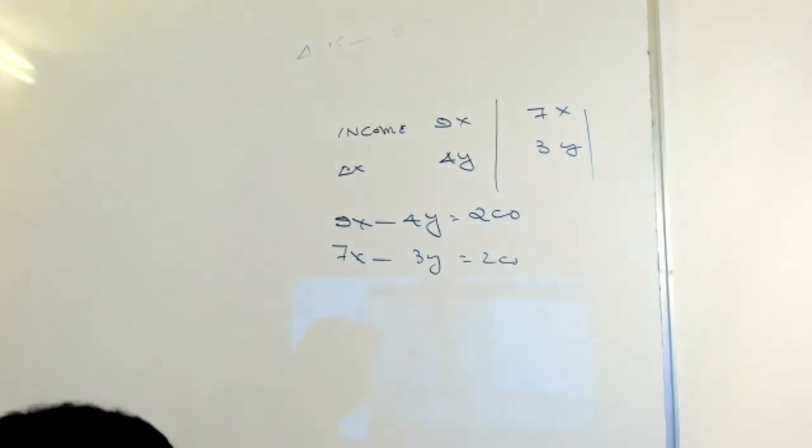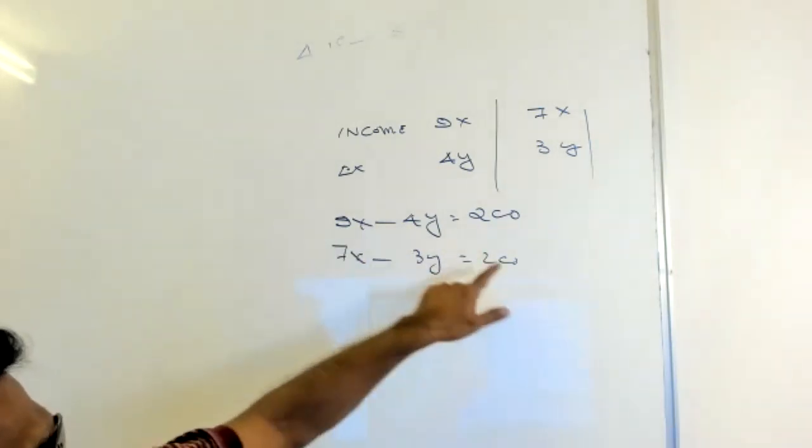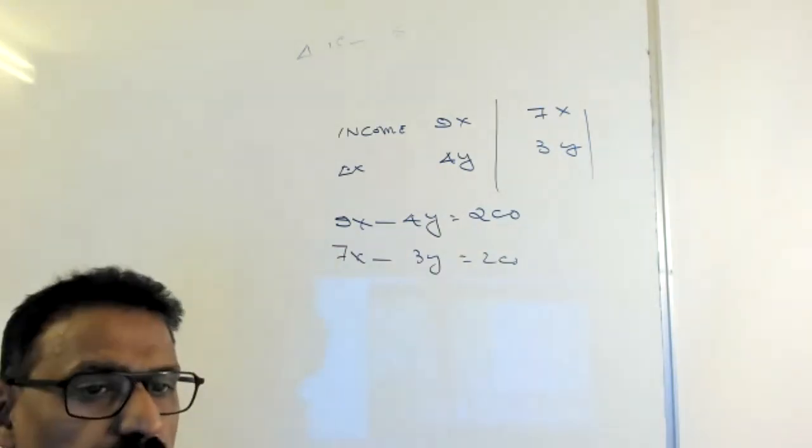You find x. You don't need to find y. Why? Because I didn't ask for it. He got x as 200. Therefore 9 into 200, 7 into 200. Finish. Mohammed Faisal, correct.